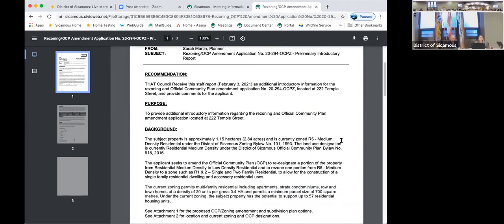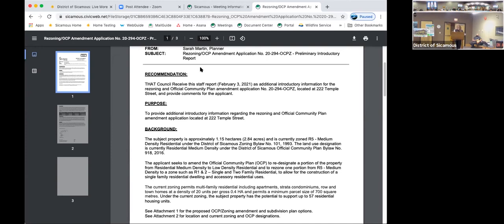Thank you, Chair. Please note that the subject property is located on Temple Street, off Shuswap Avenue near Main Street, and is currently undeveloped. The current OCP designation is residential medium density, which is consistent with the surrounding area and supports townhouses, row houses, small scale apartment buildings, and small scale mixed use buildings, commercial and residential.